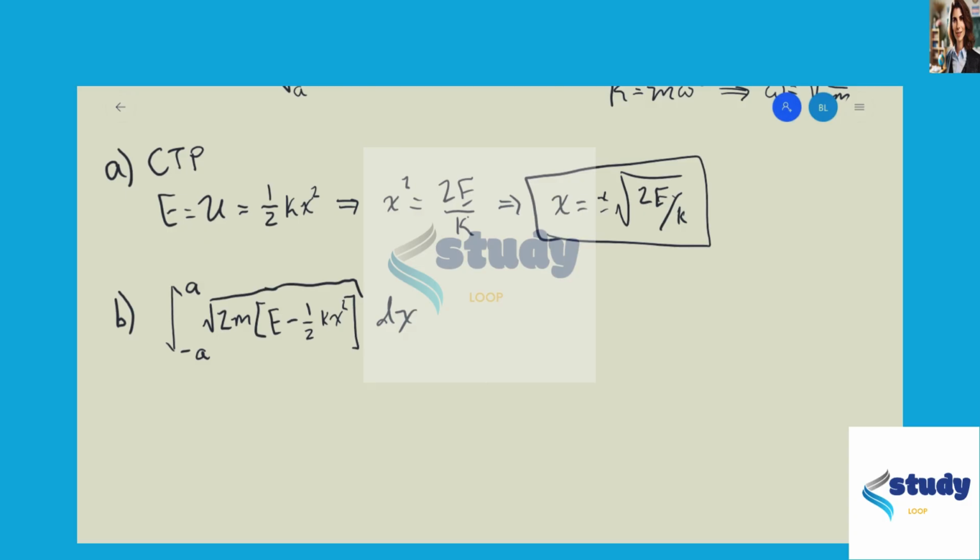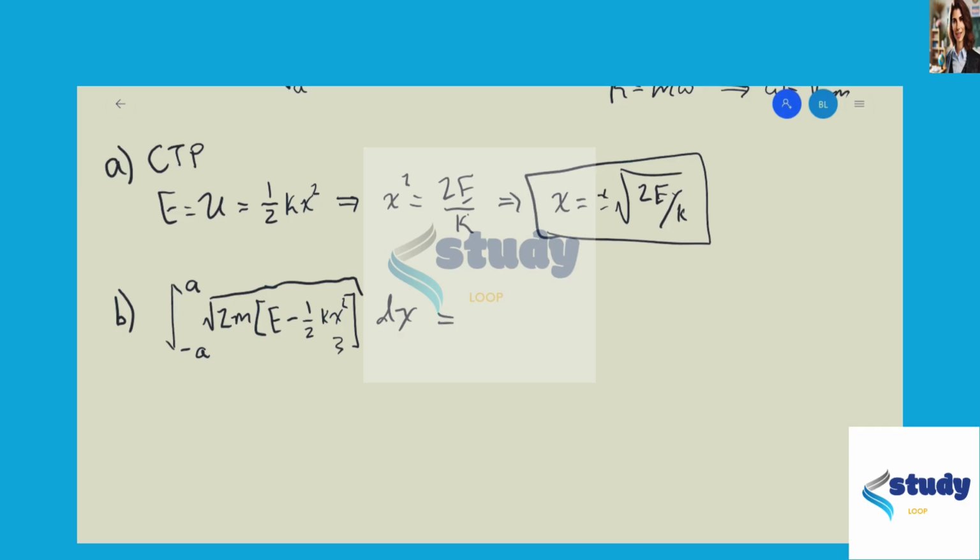Simplifying things further, we know that the integral over an even function, and remember x squared here is what we're looking at, is the even part. You can take the integral from negative a and turn that into twice the integral from 0 to a of the square root of E minus 1/2 kx squared dx. And again, that is the square root of this.